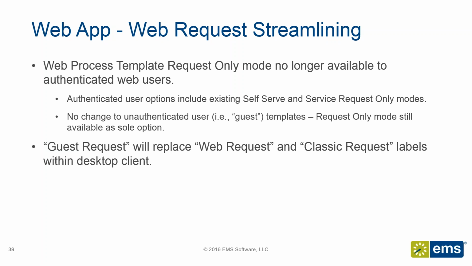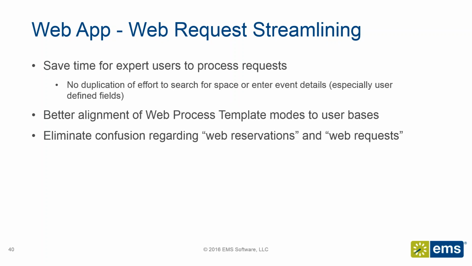Guest request process will replace web request and classic request labels within the desktop client. So if you're looking for web request and classic request, now you'll see a label called guest request in your desktop client instead of web or classic. Our goal here was to save time for expert users when they process these requests, so that there is no duplication of effort, better alignment of web process templates for the users, and eliminate the whole confusion between web reservations and web requests.